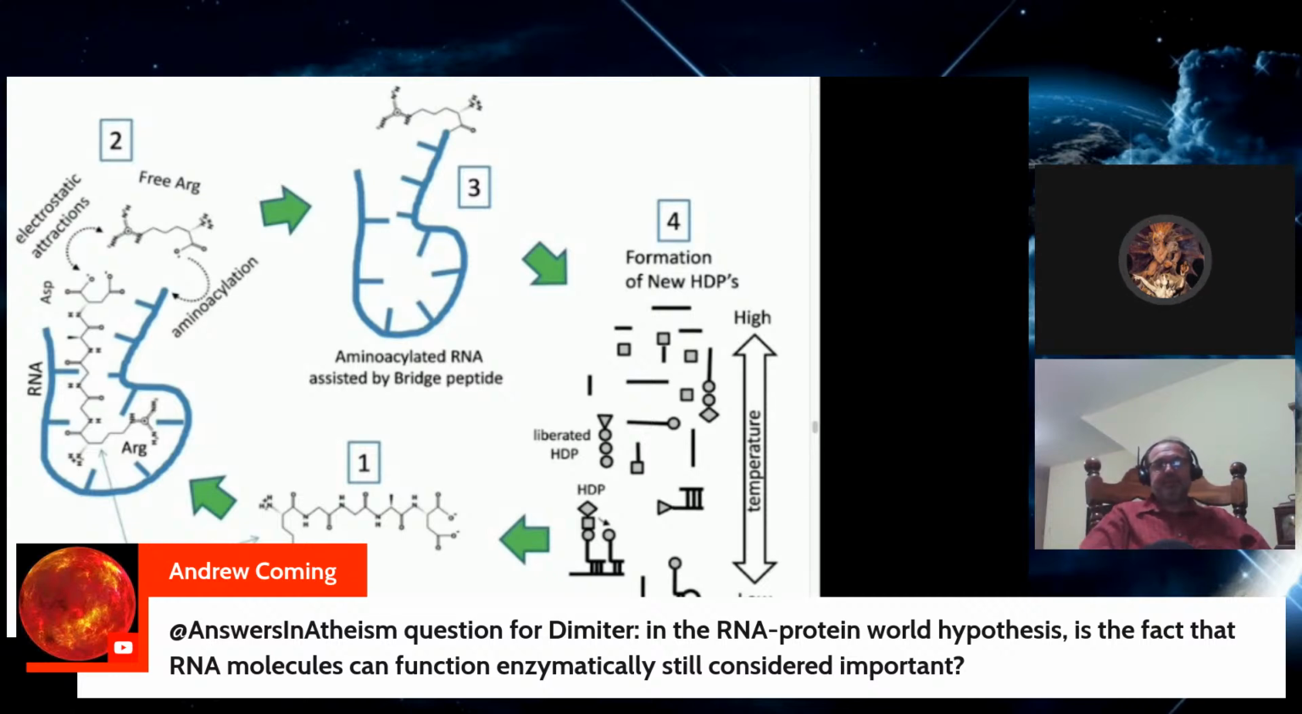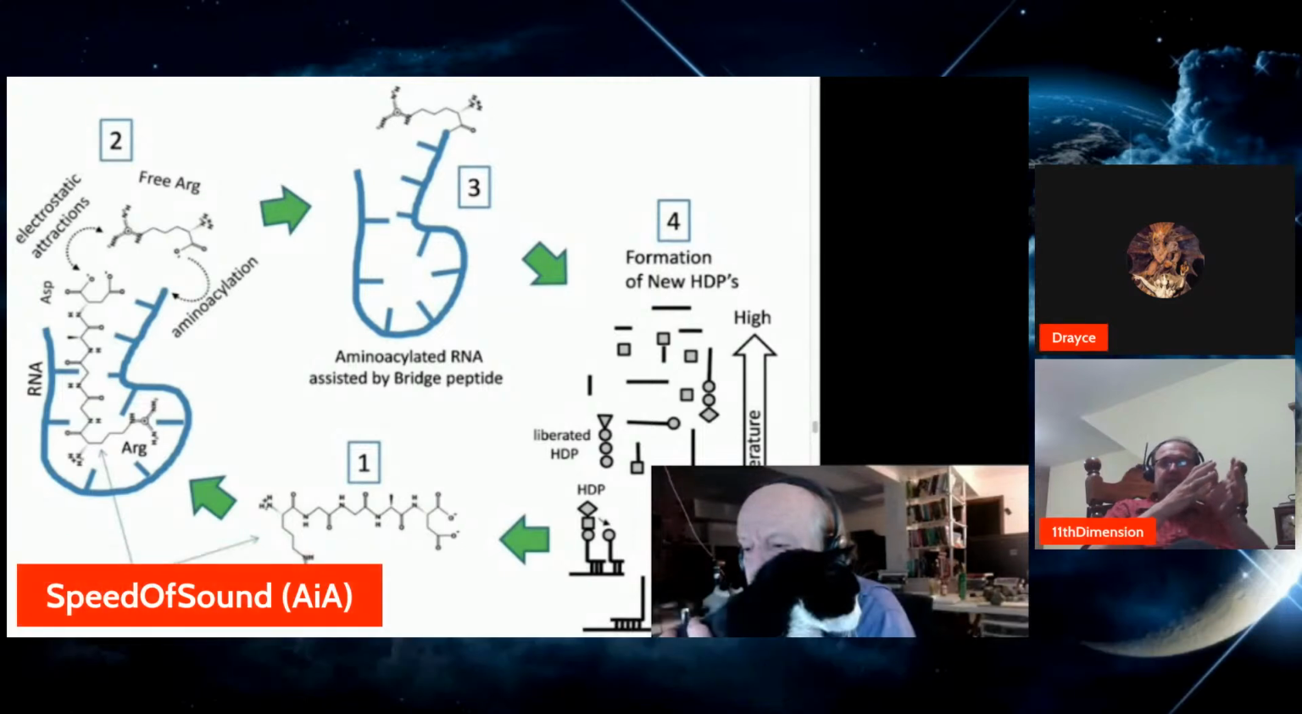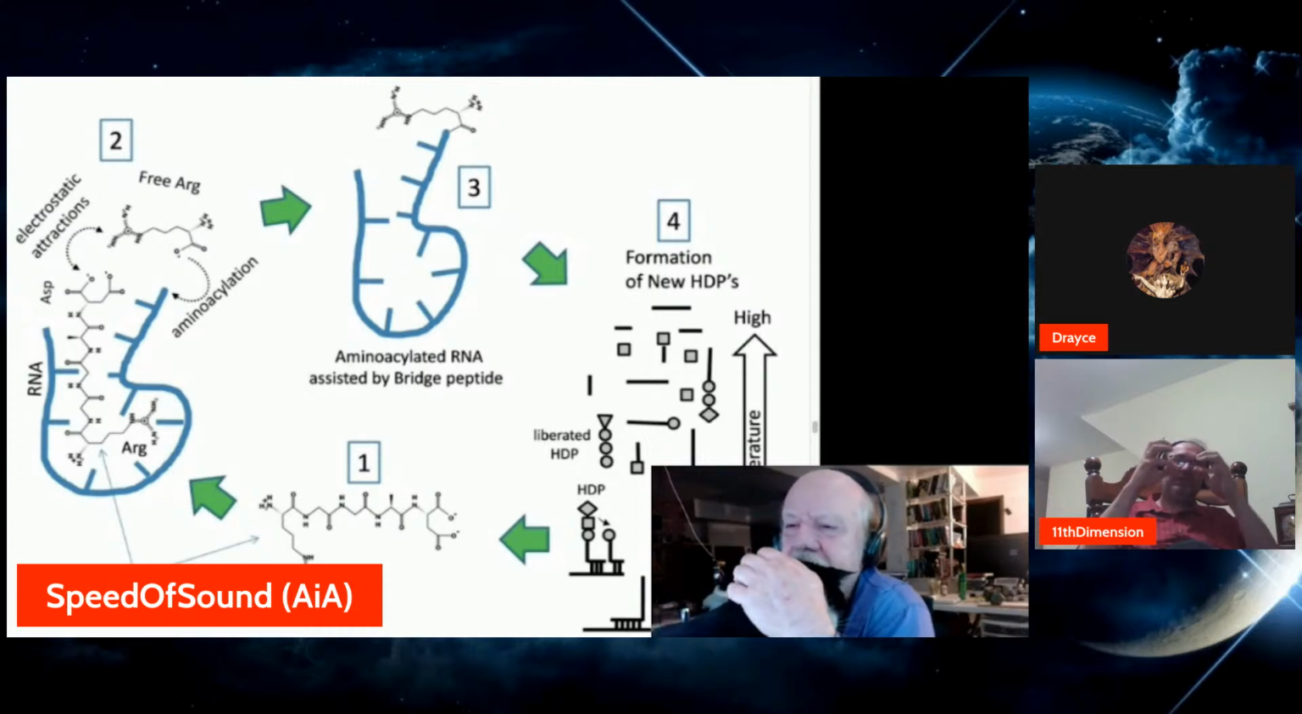And his question for you here, he says, in an RNA peptide world hypothesis, is the fact that RNA molecules can function enzymatically still considered important? It depends what you call enzymatically here. So the small peptides interact with the environment just based on the amino acids which the peptide contains. And that could have some enzymatic function, but more in a chemical style of enzymatic function. However, once you have a much longer peptide, you will have motifs, and these motifs can make domains, and these domains can make catalytic centers, and then you have enzyme.